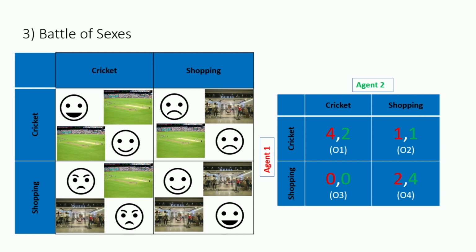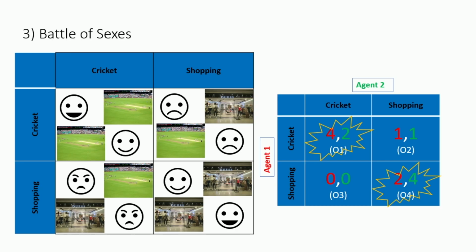Again, what are the Nash equilibria in this case? This is again a coordination problem, and you can easily identify these as the Nash equilibria: cricket and shopping. So it's again a kind of coordination problem. How do we coordinate? Somebody mentioned that one possible way of coordination is by introducing communication.